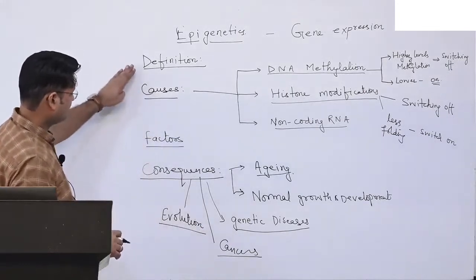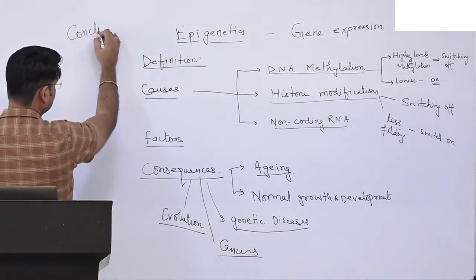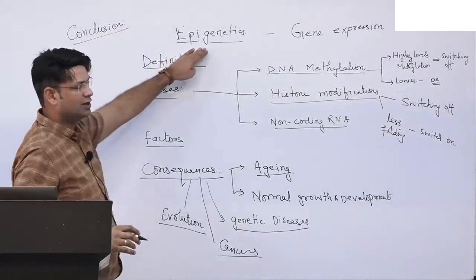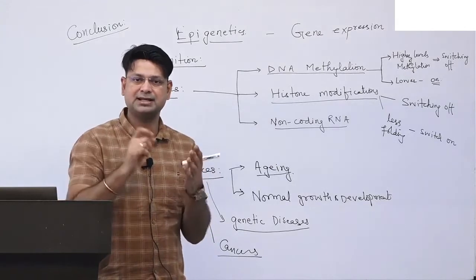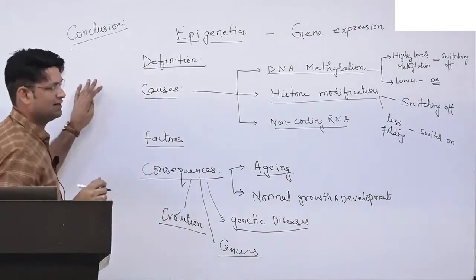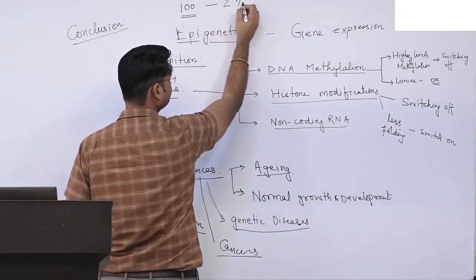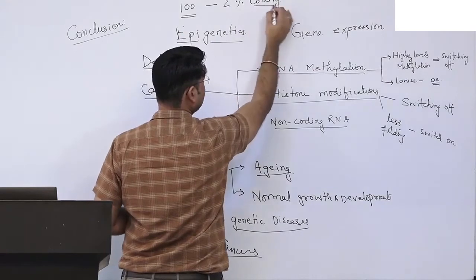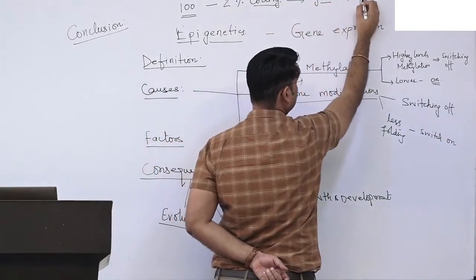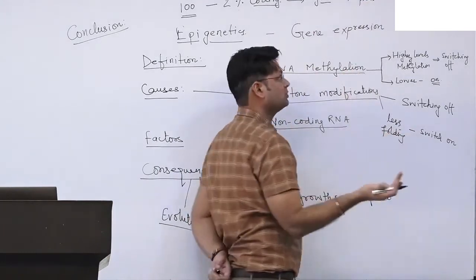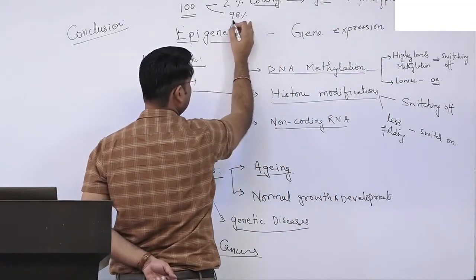Right? Now finally, after writing these 4 points, definition, causes, factors, consequences, you have to conclude using the significance of this understanding of epigenetics. See, earlier the geneticists thought that every expression in the body is a result of some coding, but now geneticists know that out of 100% of our DNA, only 2% is coding. That means only 2% of your DNA codes for some gene, or is responsible for the phenotypic expression, gene expression, or traits, right? And the other 98% is non-coding.